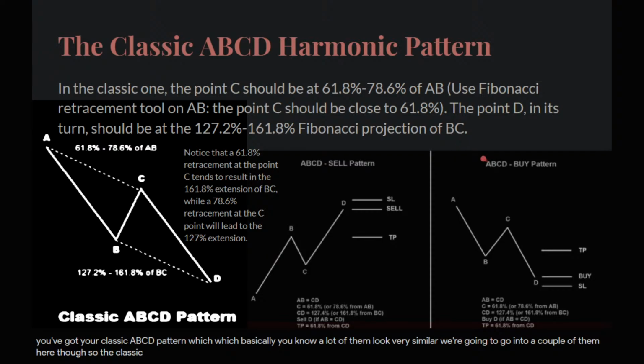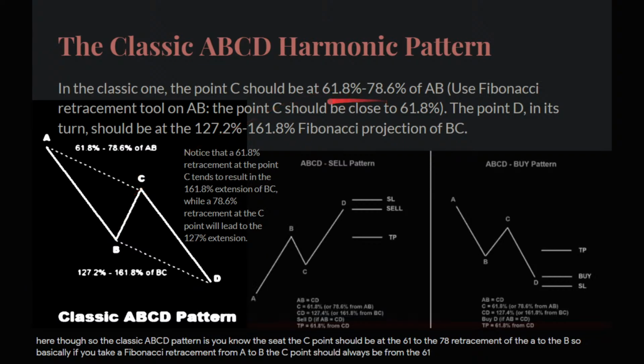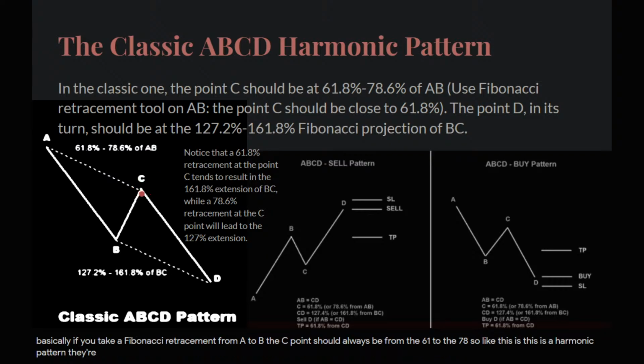So the classic ABCD pattern is the C point should be at the 61 to the 78 retracement of the A to the B. So basically, if you take a Fibonacci retracement from A to B, the C point should always be from the 61 to the 78. So this is a harmonic pattern.